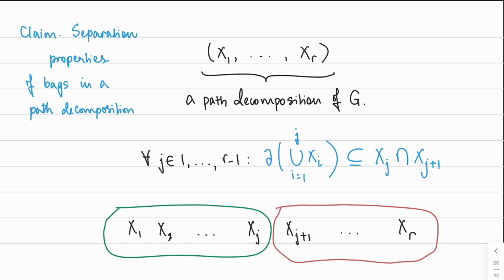Notice that A union B is the entire vertex set because that's the first property of a path decomposition. The union of all the bags is the entire vertex set, right? So that's what we have. And now we are claiming that this pair (A, B) is actually a separation, and the separator is the intersection of the two bags X_j and X_{j+1}. Okay, and let's take a look at why.